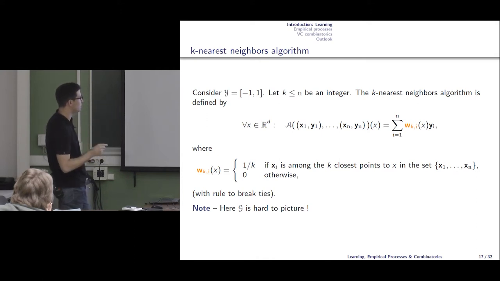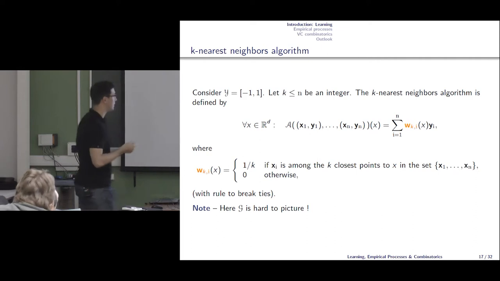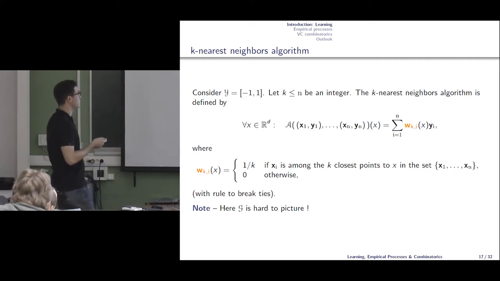In particular, the function g, which was in the previous definition of an algorithm, is in this case very hard to picture. You'll have a hard time trying to represent the output of this algorithm. Well, this is not a big deal, but okay, so what does the k-nearest neighbor algorithm do?